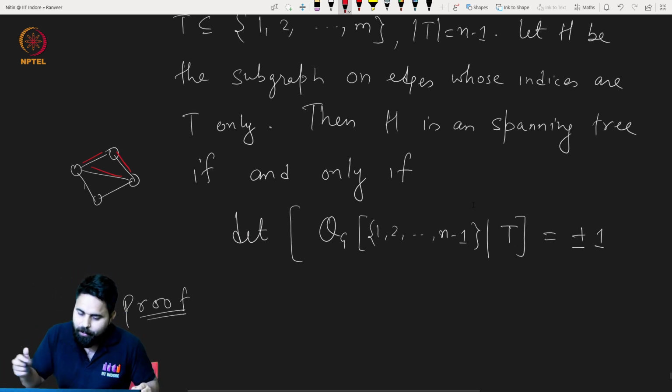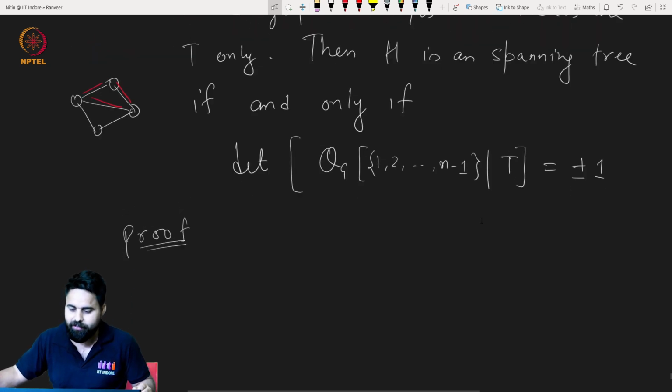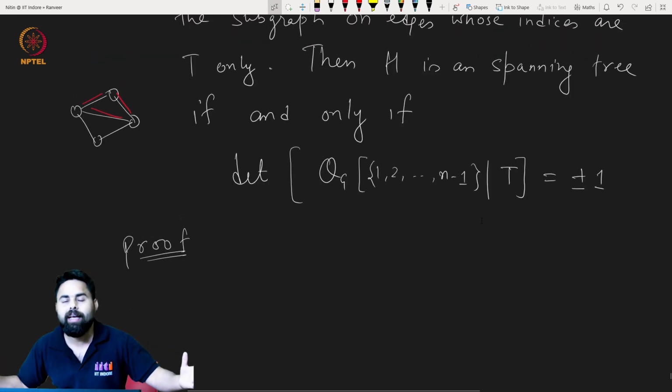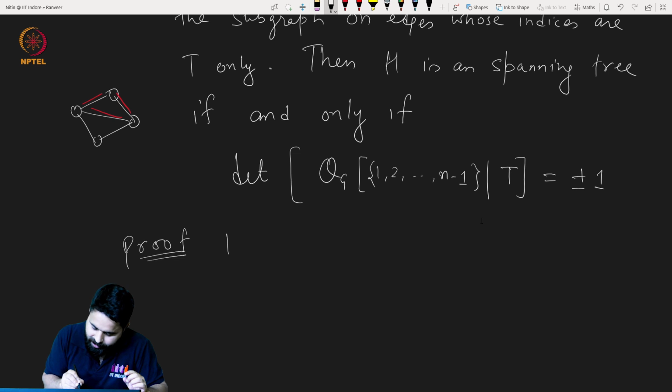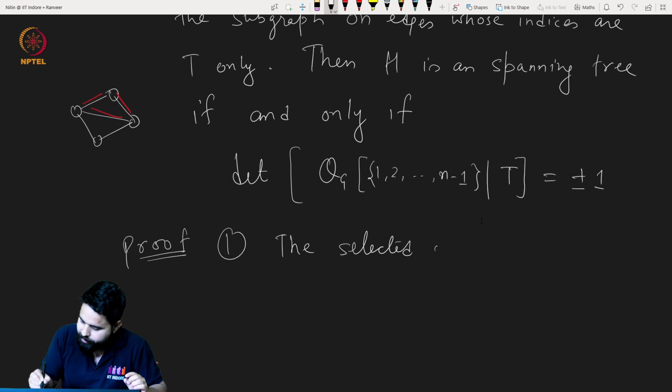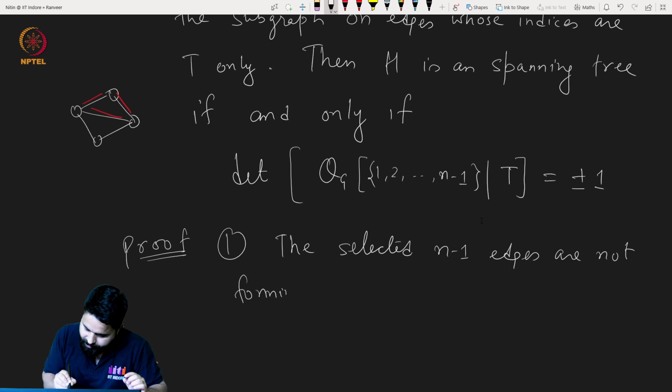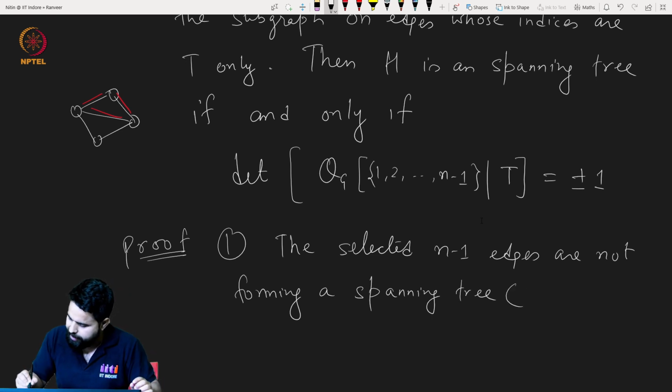We will prove the first case, that these chosen n-1 edges, the subgraph H, do not form a spanning tree. The first case is, suppose the selected n-1 edges are not forming a spanning tree, that means H is not a spanning tree.